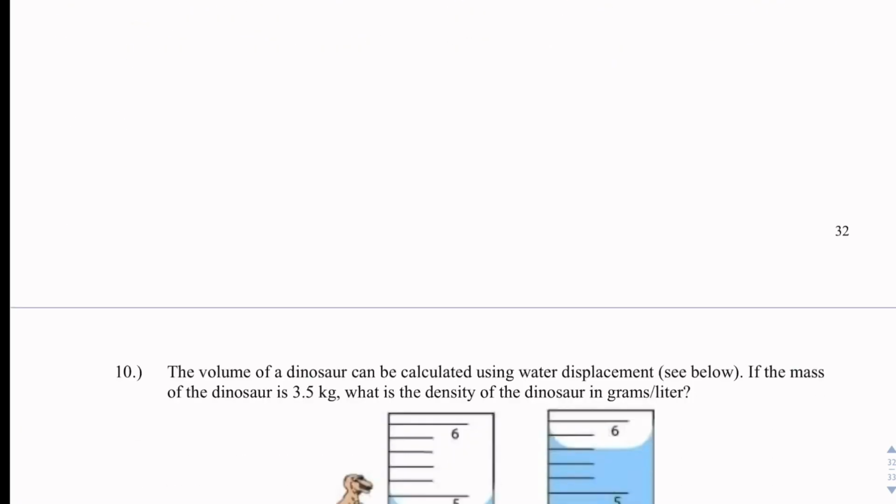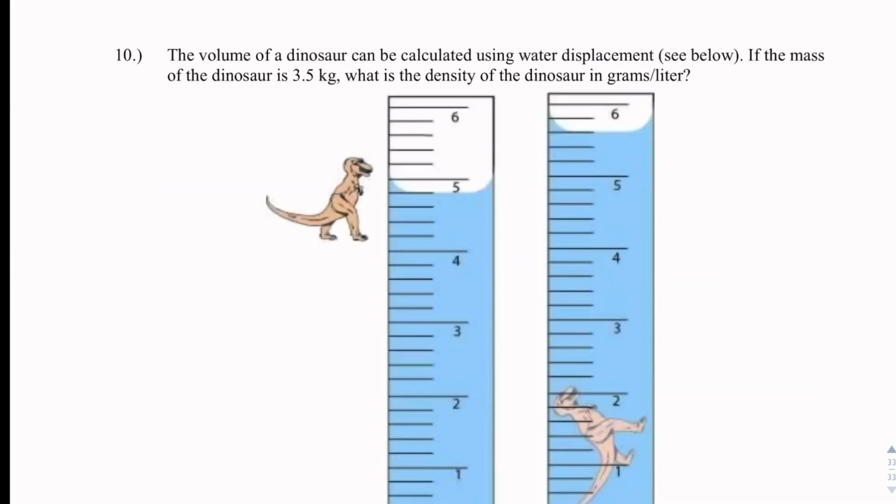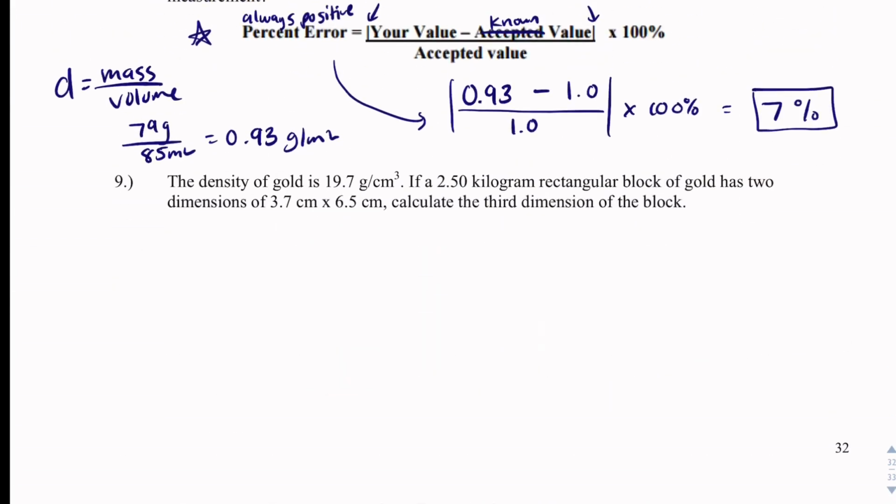Okay, we're going to do 2 more questions. We're going to do number 9 and then number 10, which has a dinosaur in it. So, in number 9, it says the density of gold is 19.7 grams per cubic centimeter. If a 2.5 kilogram rectangular block of gold has 2 dimensions of 3.7 and 6.5 centimeters, calculate the third dimension of the block.